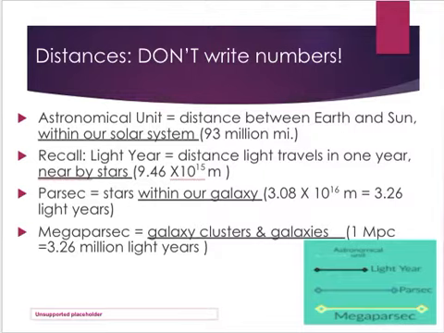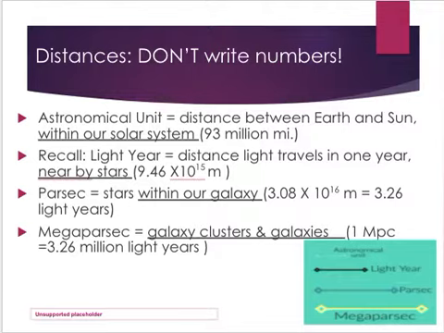The next, bigger one would be the parsec. These would be stars still within our galaxy that are a little bit farther away. That's about 3.26 light years. Megaparsec is where we get outside of our galaxy, so between galaxy clusters and different galaxies. So 1 megaparsec is 3.26 million light years.